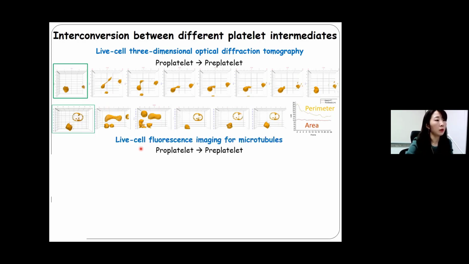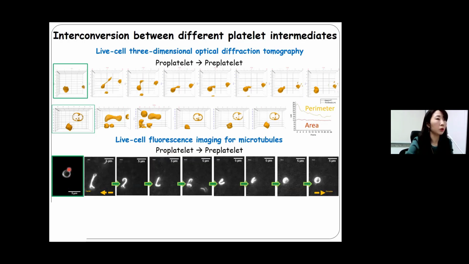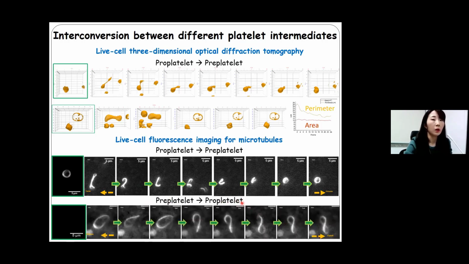We also used live cell fluorescence imaging for microtubule. And from this fluorescence movie, we could observe the conversion from the proplatelet to preplatelet by folding of the microtubule band. And in another movie, we could also observe the conversion from the preplatelet to proplatelet, like this, by twisting of the microtubule band. Like this, we could observe various kinds of interconversion between the different platelet intermediates. So it seems that there are many different pathways for them.